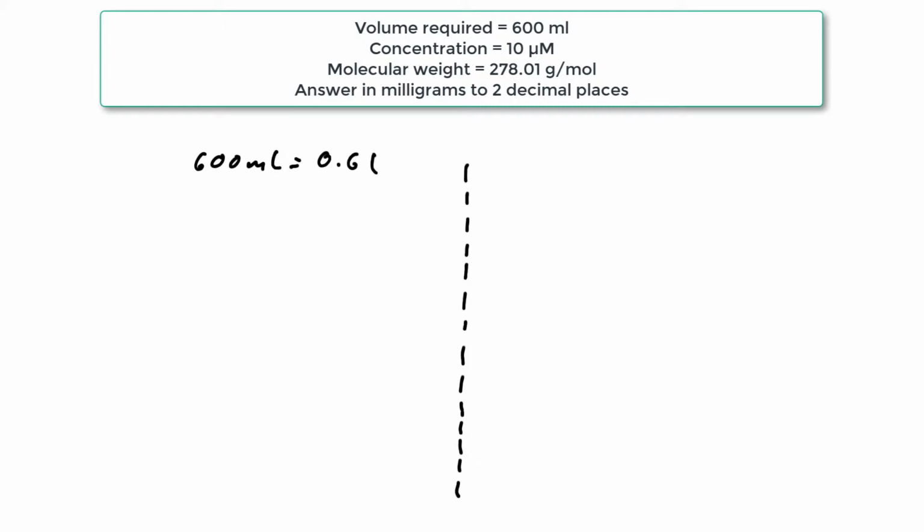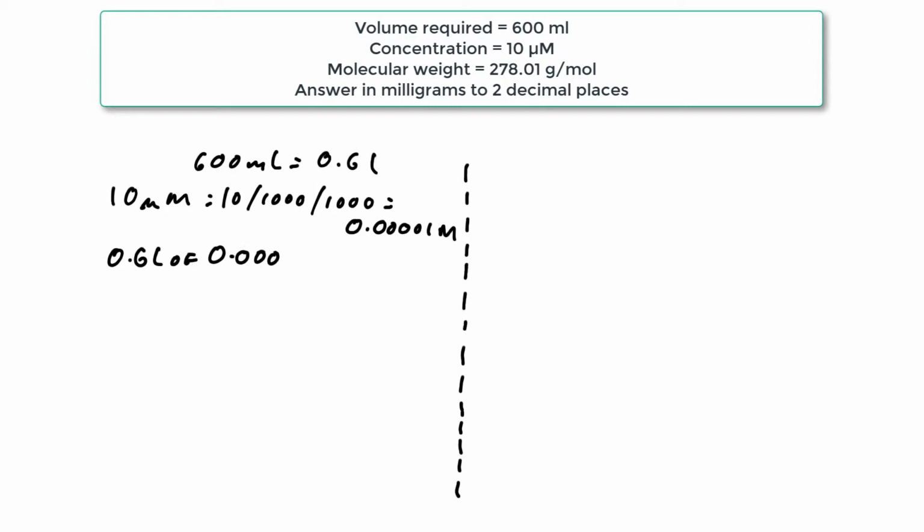Now the concentration of the iron sulfate is 10 micromolar, and that is effectively 10 divided by 1000 divided by 1000 molar, because 10 micromolar is the same as 10 times 10 to the minus 6 molar. So this means that 10 micromolar is in fact 0.00001 molar. Now in the solution we're trying to make up, we've got 0.6 of a litre, and it's this 0.6 of a litre which will contain this 0.00001 molar of iron sulfate.